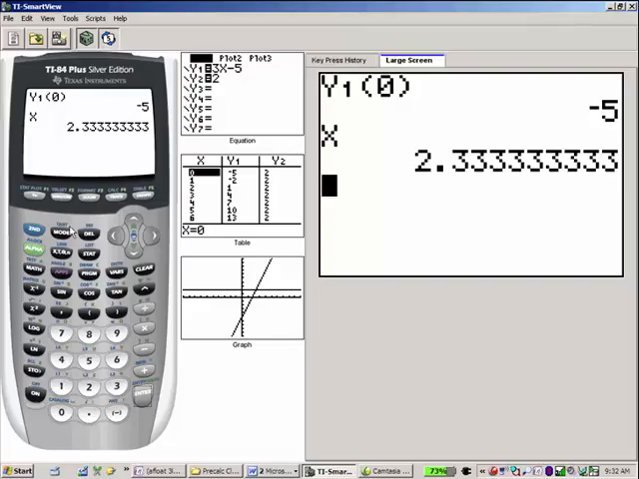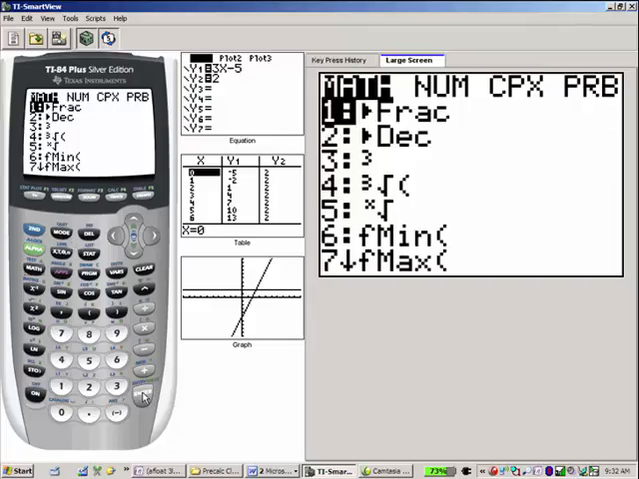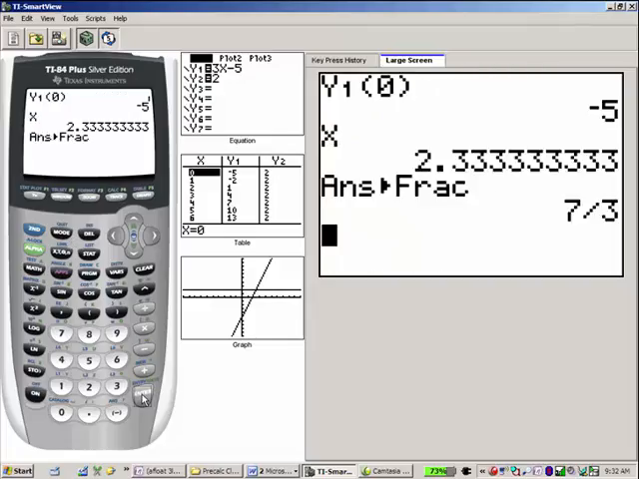And then, just because I think it can work, I'm going to go to math, fraction, and it tells you the answer is 7/3. How cool is that? All right, so we got it two ways, by hand and by the calculator. Is one way better? No, but if someone asks you to do it one way, you need to be able to do that.